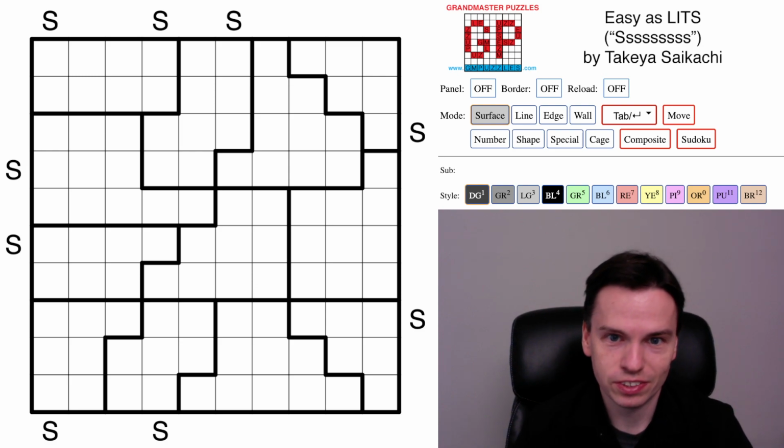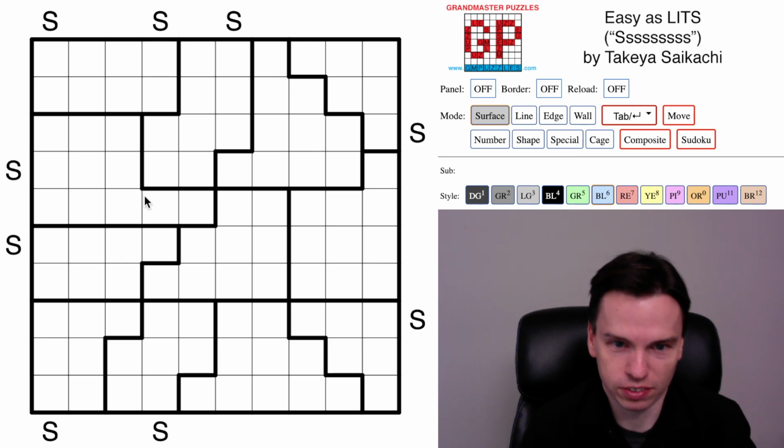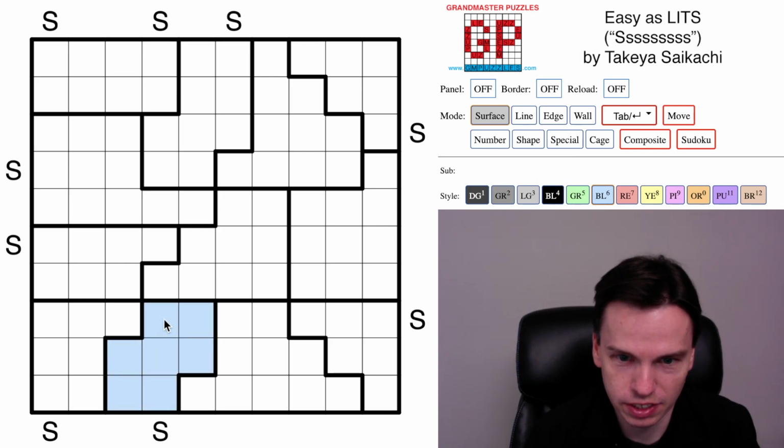So we're here to solve this easy as LITS variation by Takeya Saikachi. The title is S with 9 S's, and that's for the 9 outside clues. And one of the things that this theme looks like it's going to do is force a lot of regions to always take an S shape.